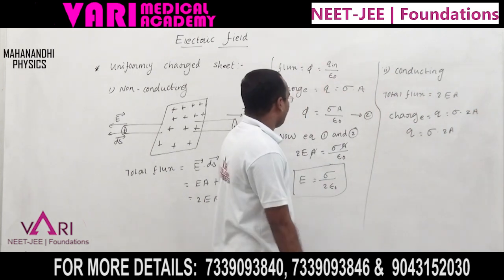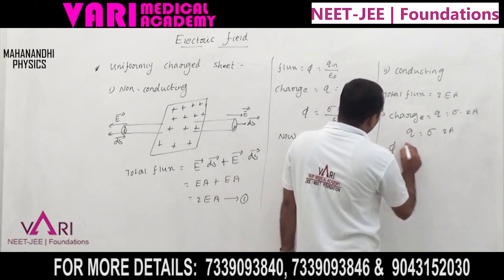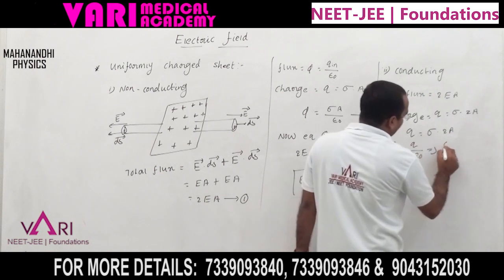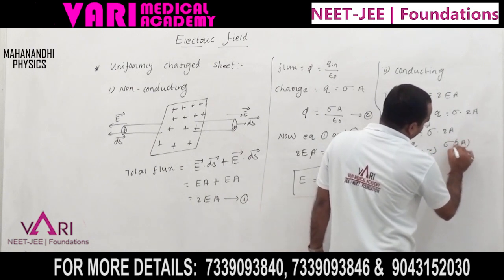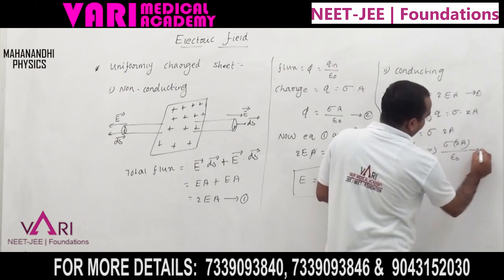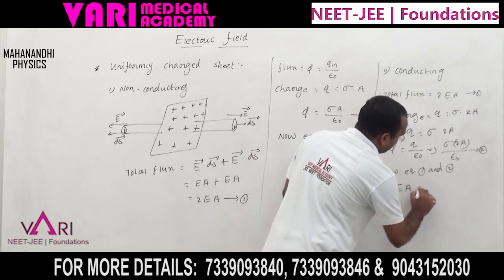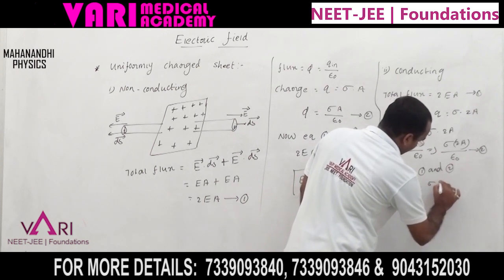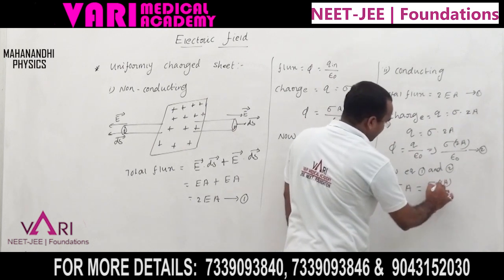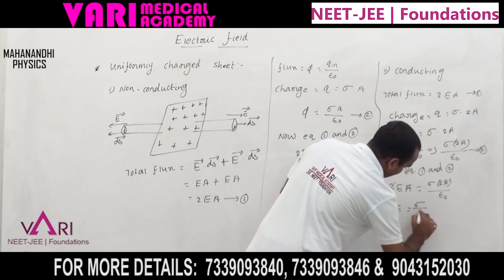Now flux is equal to Q by epsilon naught, where Q is sigma into 2A, so flux equals sigma 2A by epsilon naught. Comparing equation 1 and equation 2: 2EA equals sigma 2A by epsilon naught. The 2 cancels, A cancels, remaining E equal to sigma by epsilon naught.